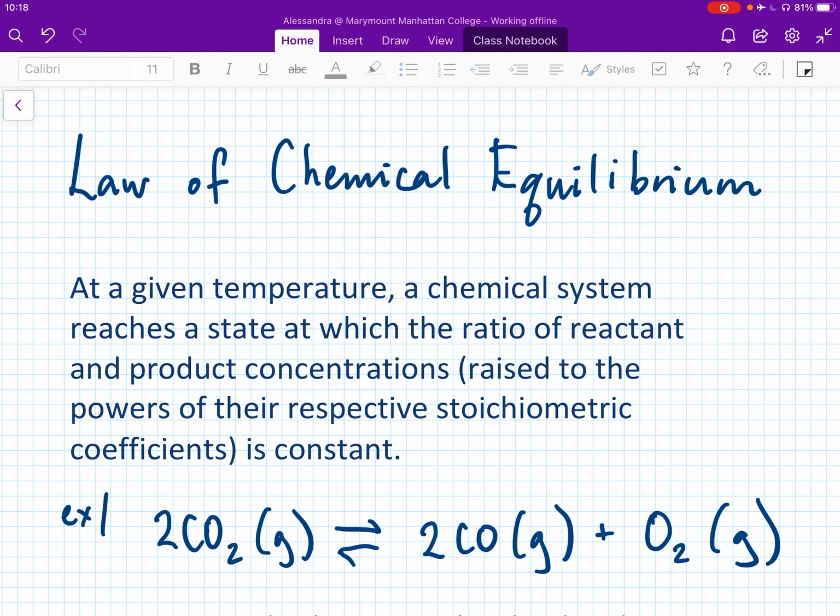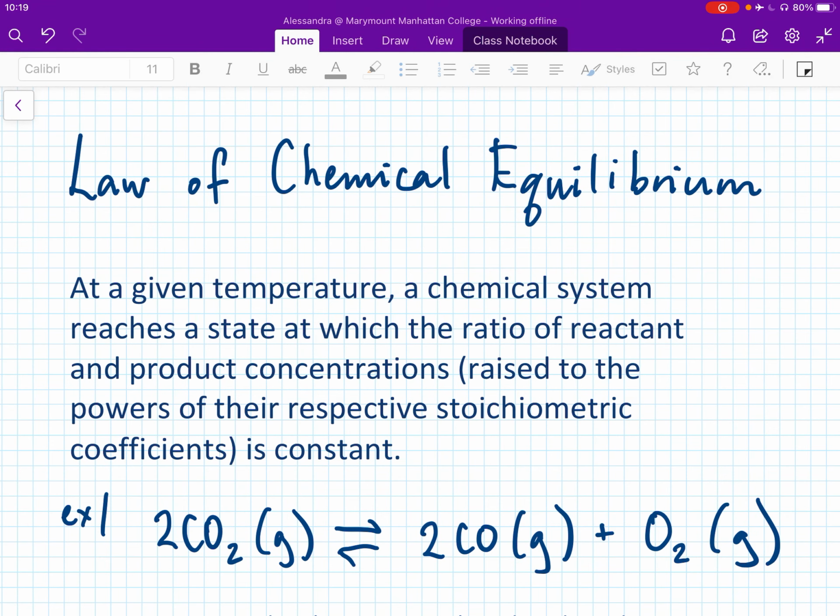In this lecture, we're going to develop the idea of the law of chemical equilibrium, and we're going to define the equilibrium constant. So, the law of chemical equilibrium states that at a given temperature, a chemical system, or reaction, reaches a state at which the ratio of reactant and product concentrations raised to the powers of their respective stoichiometric coefficients is constant. So, just on reading that, that probably doesn't make a whole lot of sense.